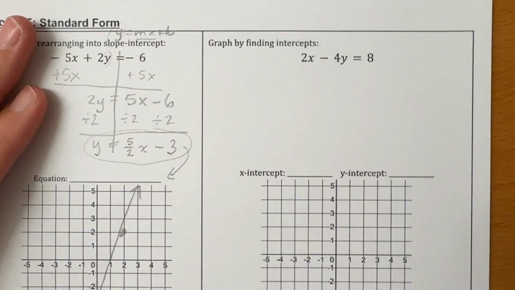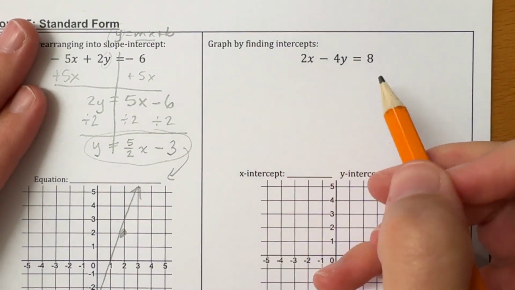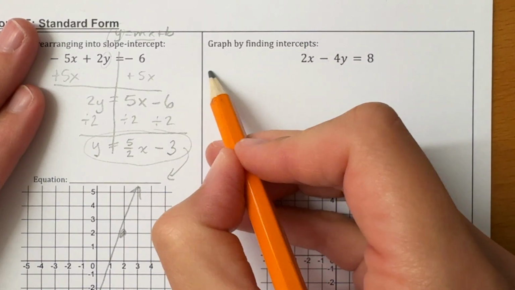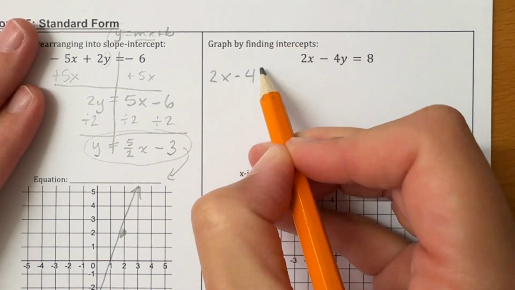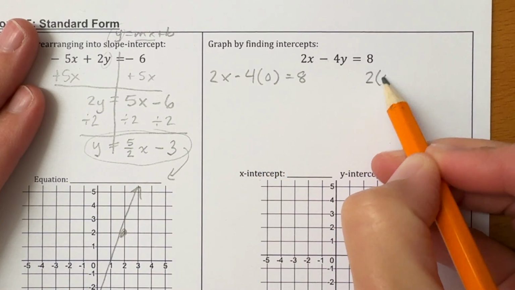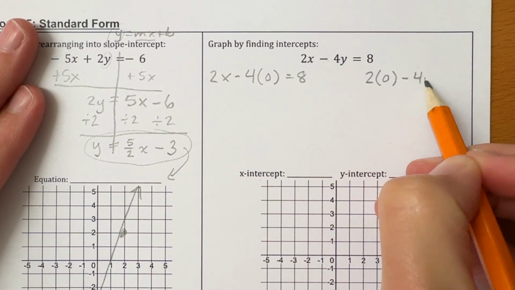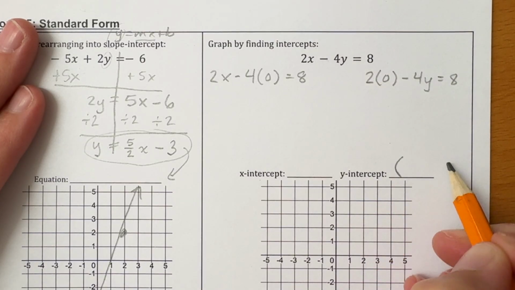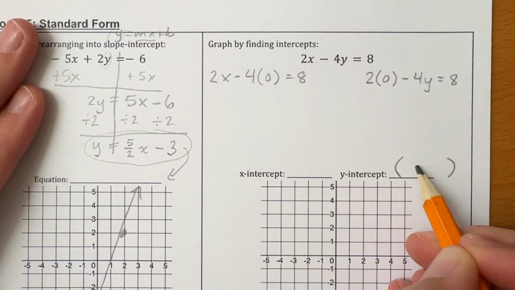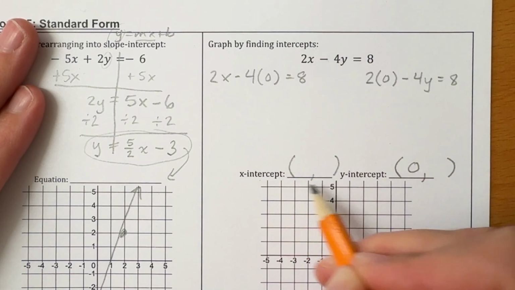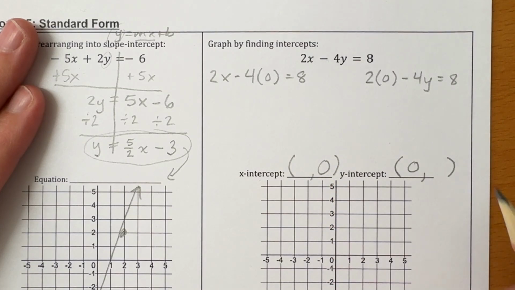Okay, the other method that you need to be able to use for graphing in standard form is finding intercepts. In order to find the x-intercept, we plug in 0 for y. And in order to find the y-intercept, we plug in 0 for x. It turns out it doesn't matter too much if you get these mixed up, as long as at the end you realize that the y-intercept is going to be a point on the y-axis, where the x value is 0, and the x-intercept is going to be a point on the x-axis, where the y value is 0.